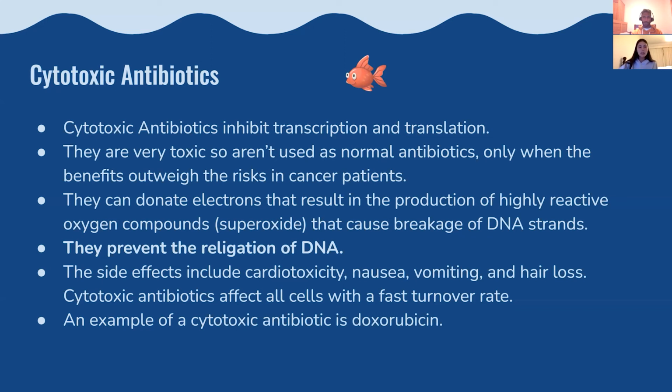effects of these drugs. What they do is they can donate electrons, which results in the production of highly reactive oxygen compounds, or superoxide, and this causes breakage of the DNA strands. This prevents the religation of DNA. The side effects of cytotoxic antibiotics include cardiotoxicity, nausea, vomiting, and hair loss. Cytotoxic antibiotics affect all cells with a fast turnover rate. An example of a cytotoxic antibiotic is doxorubicin.